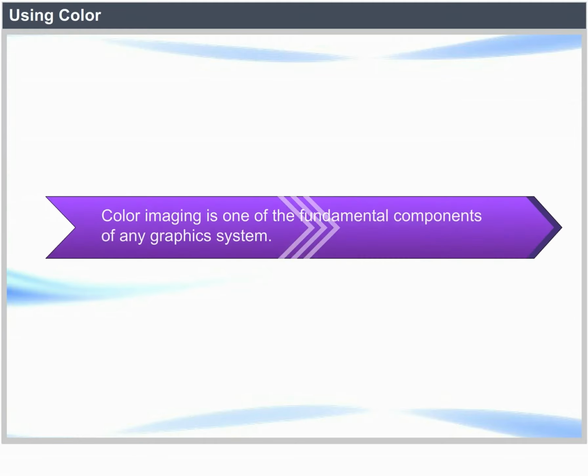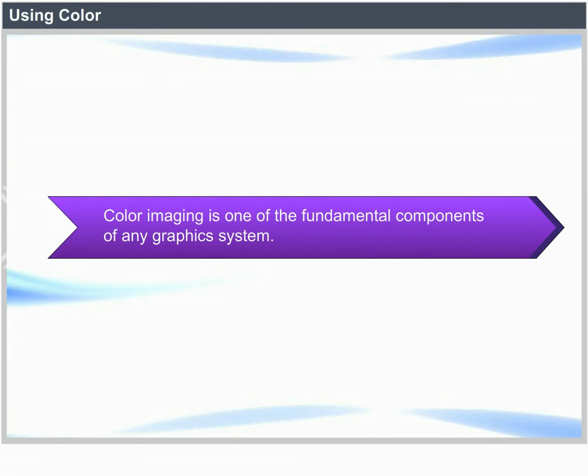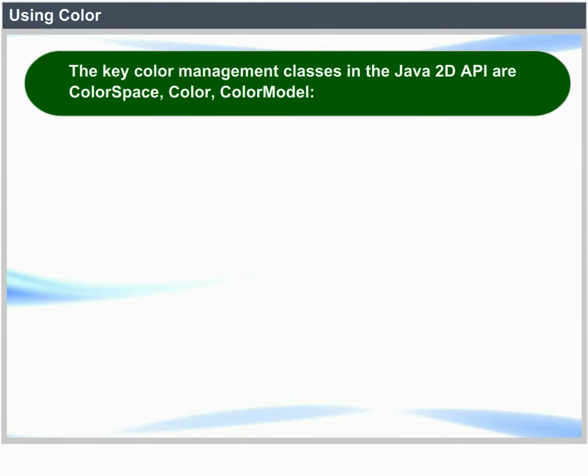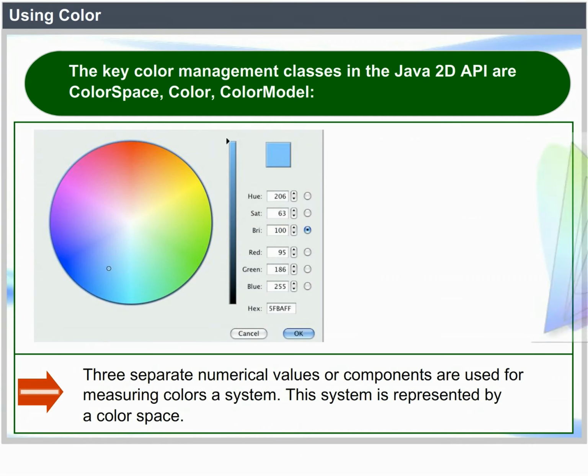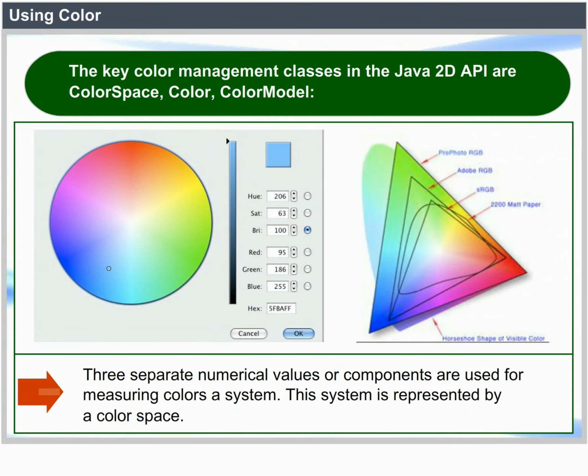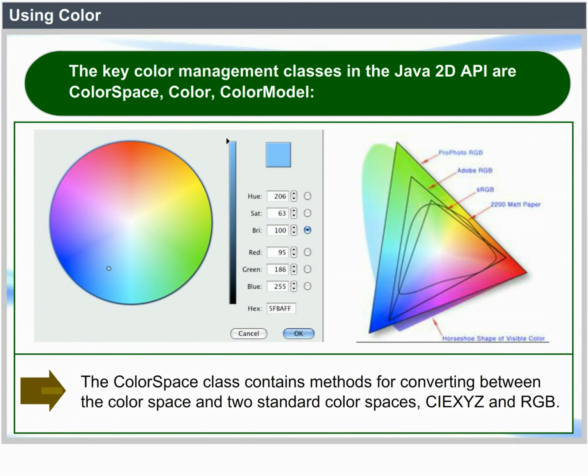Using color. Color imaging is one of the fundamental components of any graphic system. The key color management classes in the Java 2D API are ColorSpace, Color and ColorModel. Three separate numerical values or components are used for measuring colors in a system. The system is represented by a color space. The ColorSpace class contains methods for converting between the color space and two standard color spaces, CIEXYZ and RGB.